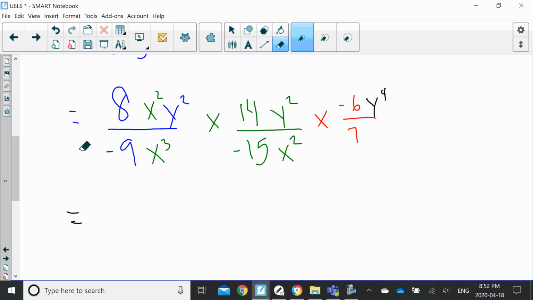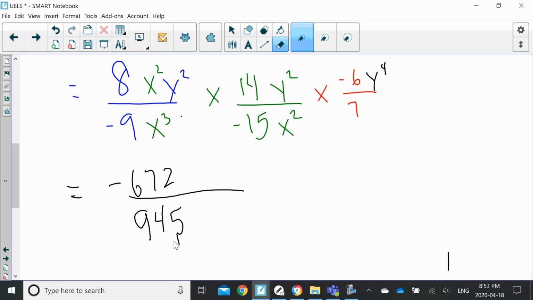I'm going to type in 8 times 14 times negative 6, and that gives me negative 672, all over negative 9 times negative 15 times 7, which is 945. So your book doesn't show you this way. It's totally fine to do it this way, and then we could reduce this fraction at the end.